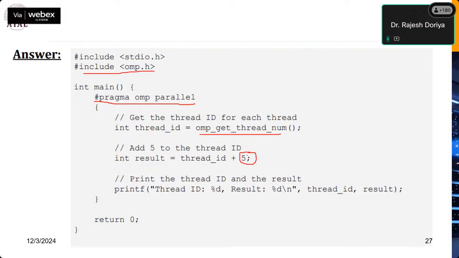in that thread ID the number 5 is being added, and thereafter we are printing the result. That means the thread ID is being printed over here, and then whatever is the result, that result is being printed over here, right? So that is the typical flow of this program.